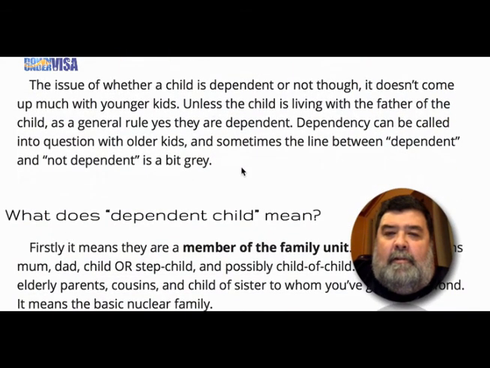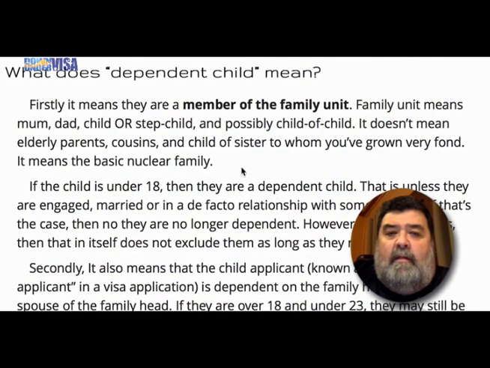The issue of whether a child is dependent or not, though, doesn't come up much with younger kids, unless the child is living with the father of the child exclusively. As a general rule, yes, they are dependent if they're under 18. Now, dependency can be called into question with older kids, and sometimes the line between dependent and not dependent is a bit grey. Now, what does dependent child mean?